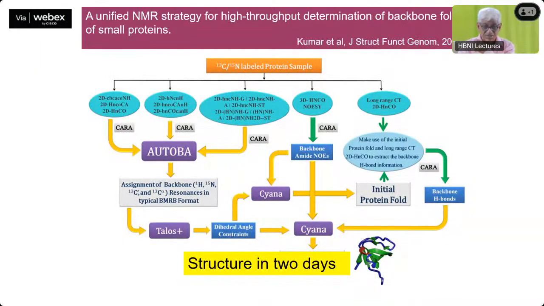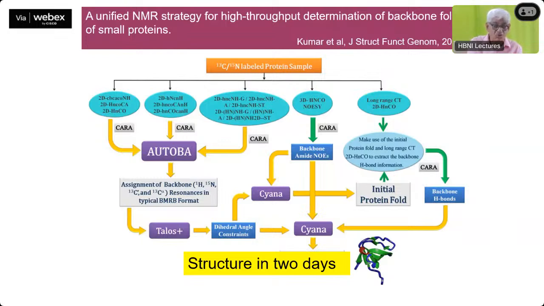So therefore, what is the consequence of all of these? This is the summary of all of those. This is the unified NMR strategy for high throughput determination of backbone structures of small proteins. Small means up to 120, 130 residues, you can go fairly easily without much problem. And you use a whole lot of experiments here. All the experiments which you have to use are listed here.